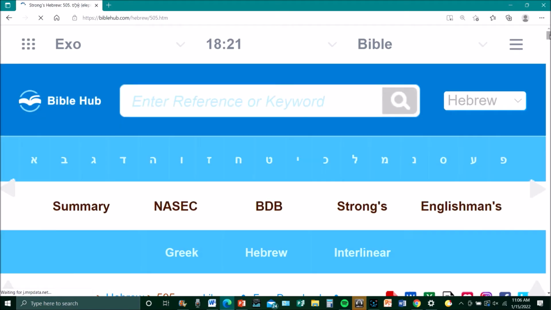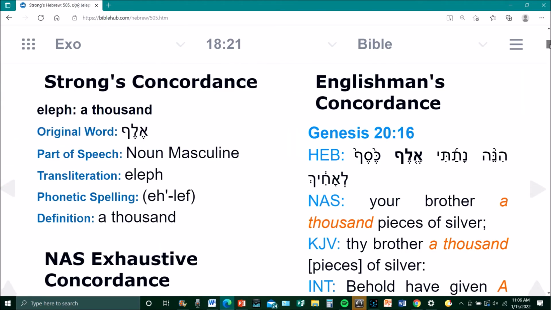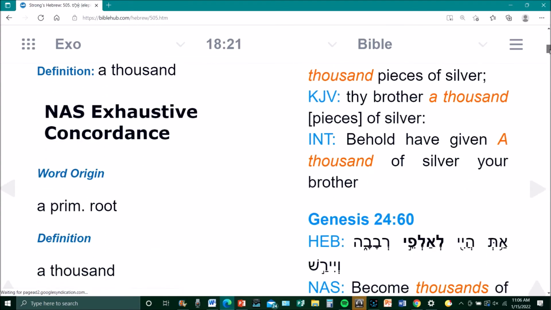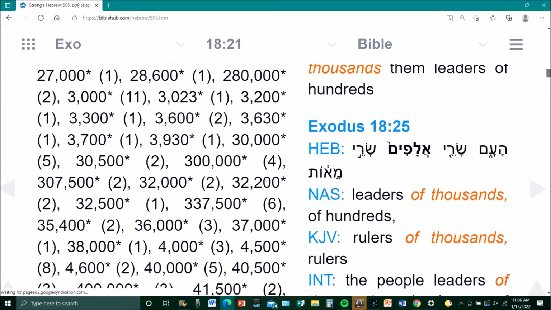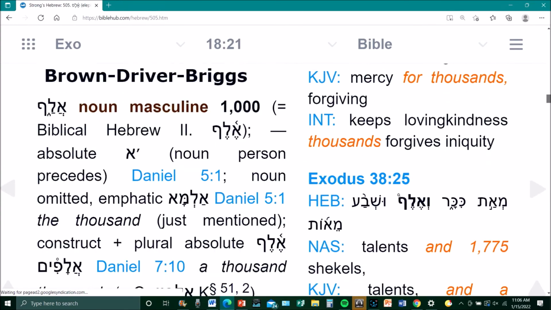Now we're at 505. And this one, I think this one is Aramaic. I think so, because it's 1,000. I could be wrong. Nope, it's Hebrew.